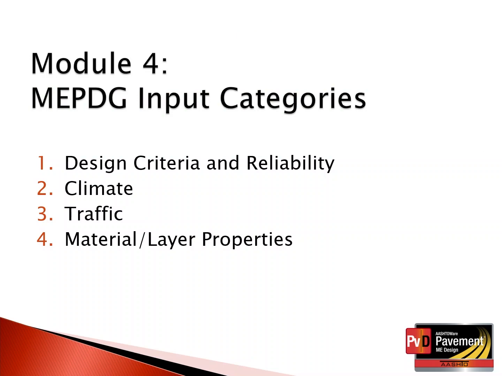Module 4 is going to be separated into 4 input categories, in accordance with using the software. These 4 input categories are consistent with the pavement ME software. These are design criteria and reliability, climate, traffic, and finally material and layer properties. Each input category will be discussed separately throughout the workshop.